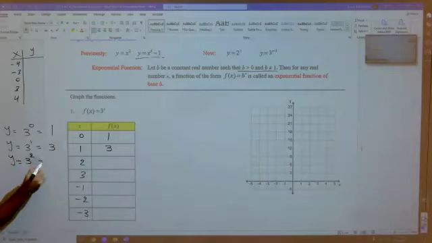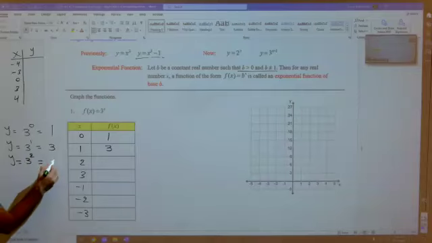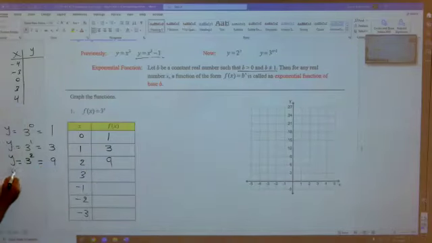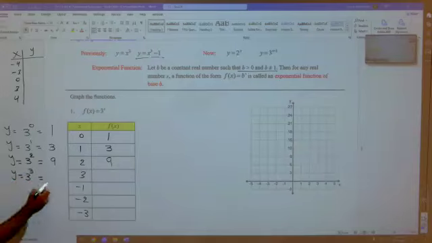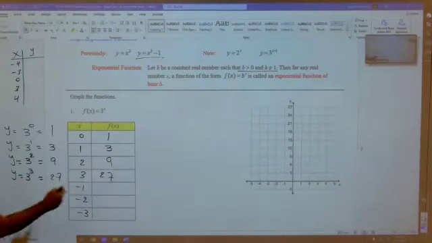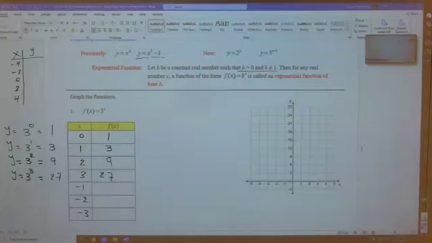3 to the power 2, which is equal to 9. So here is the next number. y equals 3 to the power 3, equal to 27. So here is the next number. So you see, I have the same way, but different results when you plug in the number. What about if we have a negative number?